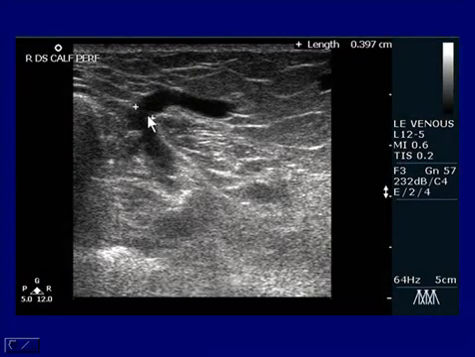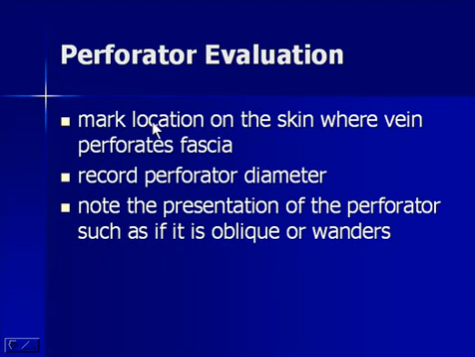Many of us also choose to measure the diameter of the perforator. We usually try to measure that about where it cuts through the fascia. Sometimes some physicians will elect to ligate perforators based on size, even if we can't determine insufficiency by ultrasound. In this example, this calf perforator is almost 4 millimeters, so it's likely to be incompetent.